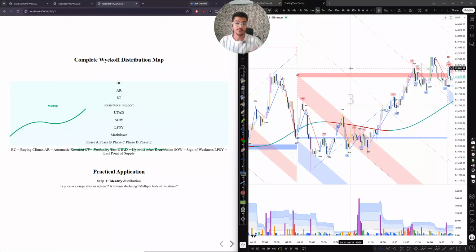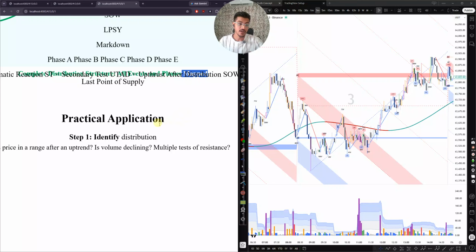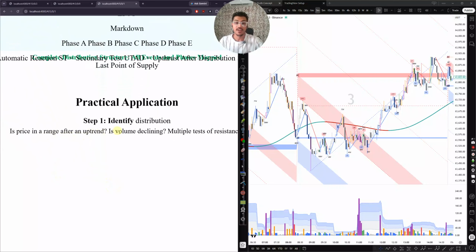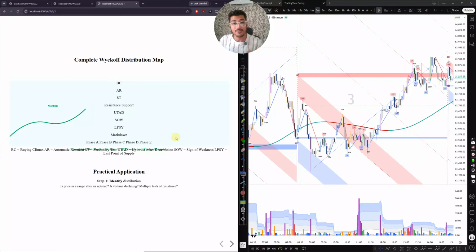So the practical application for distribution: is price in a range after an uptrend? Is volume declining? If you want to identify a distribution well, you need to understand that, first, this happens in an uptrend. Second, is the volume declining or not? And third, are there multiple tests of resistance? I might be repeating myself, but guys, you need to understand this.